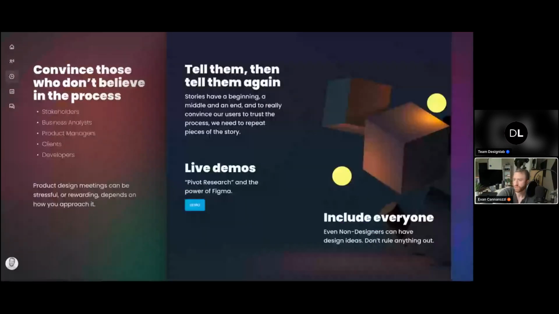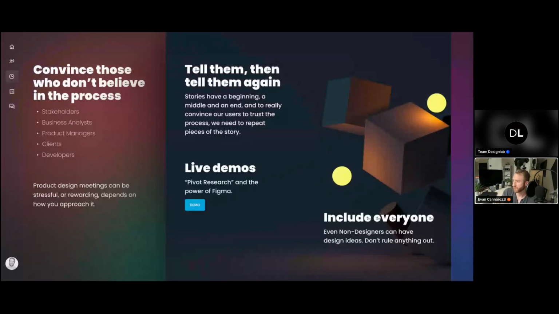So, convince those who don't believe in the process. This could be stakeholders, business analysts, product managers, clients, developers. If you guys noticed, I've already repeated those types of people multiple times, right? Really tough job. Yeah, agree, Kamal. That's a very hard part to accommodate because there are so many cooks in the kitchen, right? But those are the groups that we're constantly dealing with.